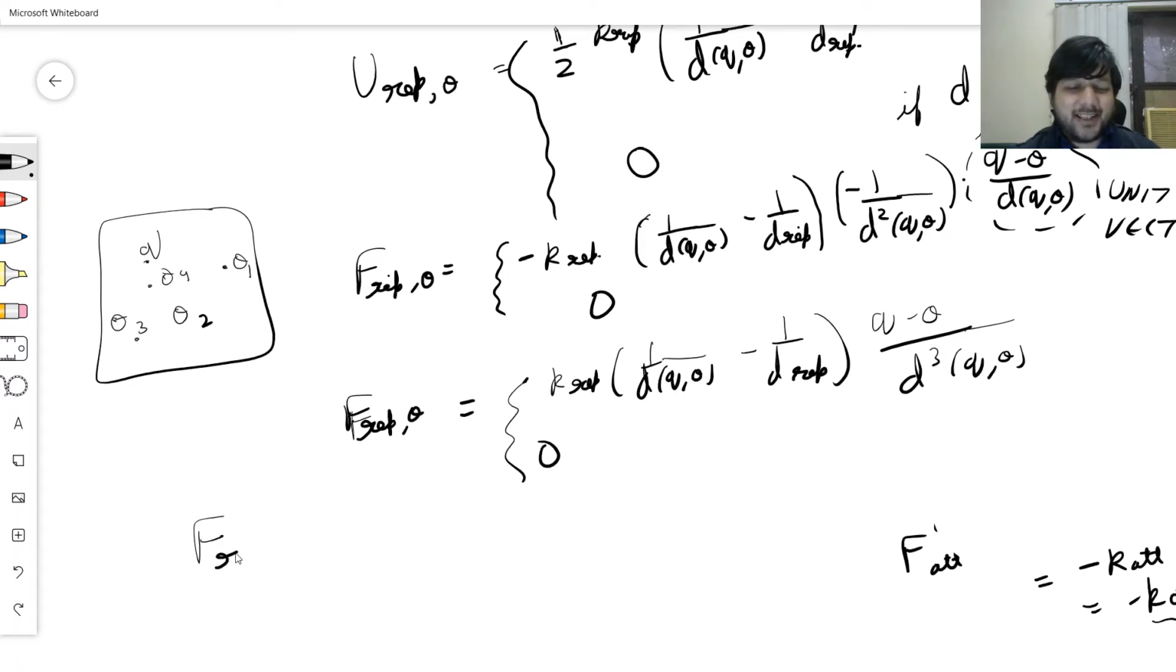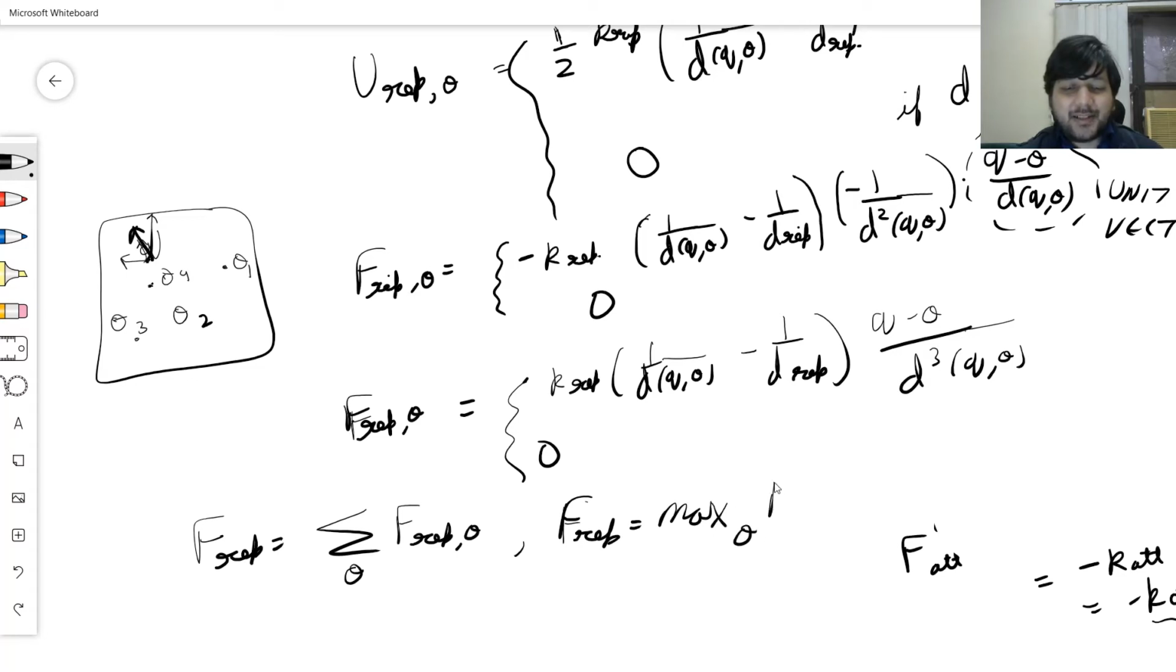The first one says F repulsion is equal to the summation over all obstacles. That's what you would normally do. You say this is an obstacle, so the repulsion force is here. This is the obstacle, the repulsion force is here. It's always opposite. You'll add it for all of them, so it's a summation. There's another modeling which says the repulsion force is the maximum due to any obstacle.